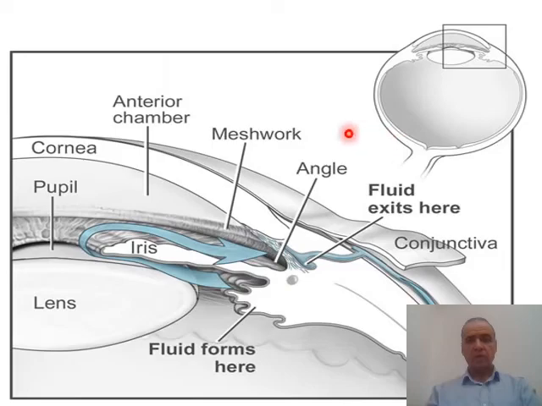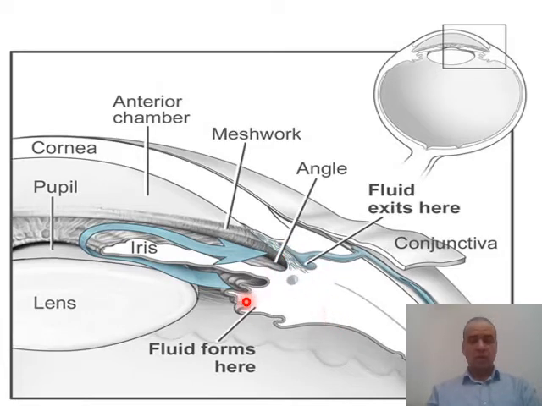With this diagram, I will show you the anatomy of the anterior segment of the eyeball. This is the cornea, and the posterior continuation of the cornea is the sclera. This area, which is the transitional area between the cornea and sclera, is called the limbus. This area is opposite to the trabecular meshwork, the site for drainage of aqueous humor.